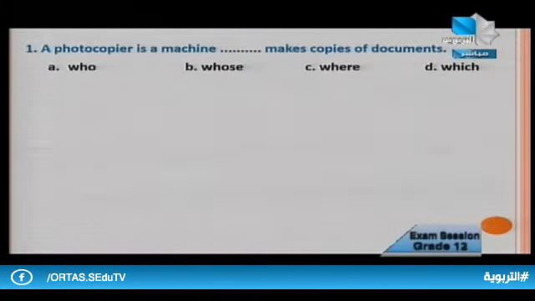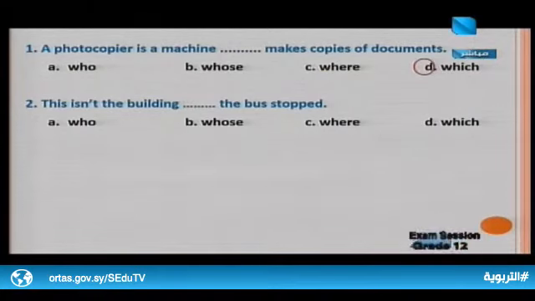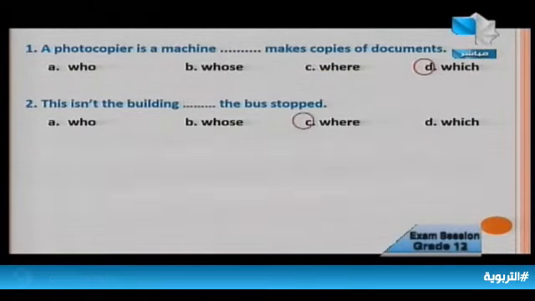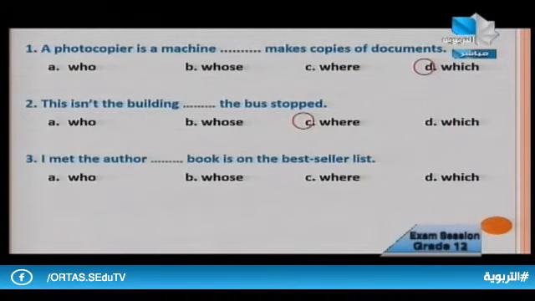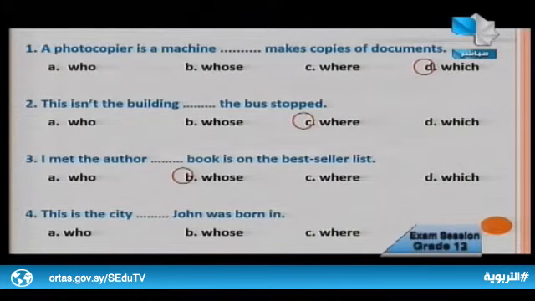An exercise now. A photocopier is a machine which makes copies of documents. So the answer is D. Number two: this is the building where the bus stopped. Here we're talking about a place. Number three: I met the author whose book is on the bestseller list. So we are talking about possession. The last one: this is the city which John was born in. Here it's a place, but we have to use which because we have a preposition, in. Thank you.